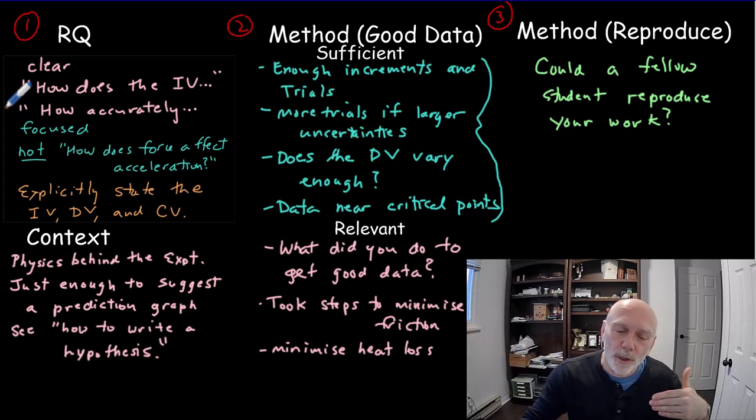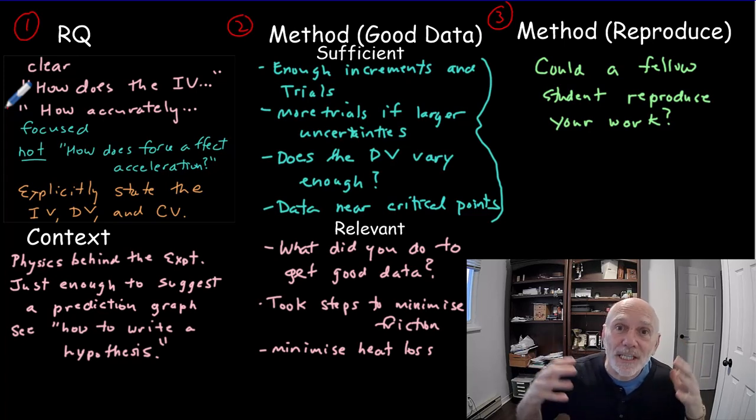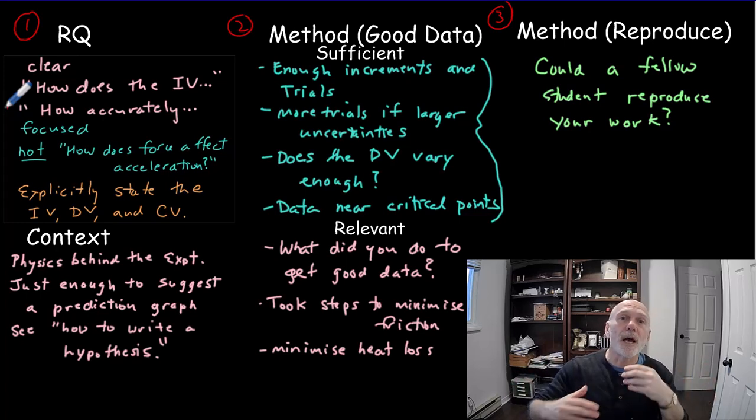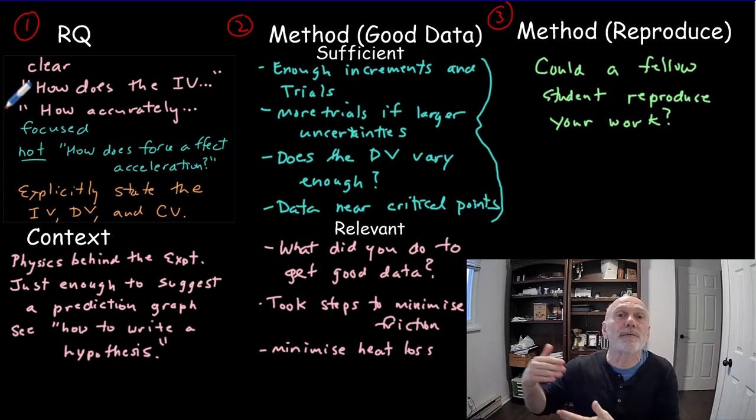Make sure your research question is focused, meaning somebody can read it and make sense of what's going on. So if you were just to say, how does the force affect the acceleration? nobody can make sense of that. But if you say, how does the force on a cart affect the acceleration of a cart, people can make sense of what's going on. It's a good idea to explicitly state your independent variable, your dependent variable, and your control variables.